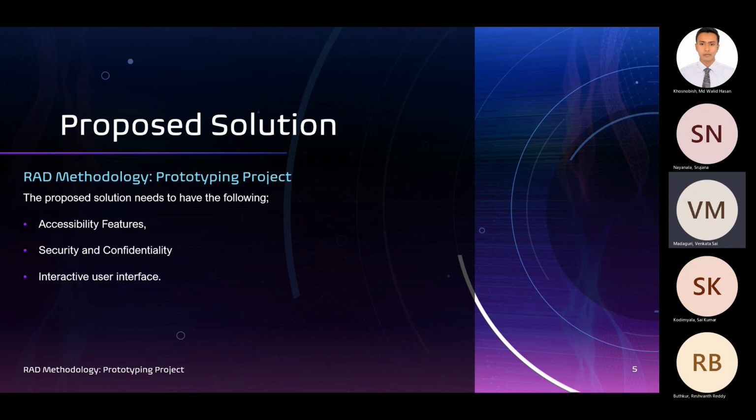And coming to security and confidentiality, the user needs to find the app very secure and his information not stolen. Regarding confidentiality, his information must not be given to any third person or any other person. And coming to the interactive user interface, it should be very user friendly and easy to use for all the users and all types of persons. It needs to have voice searching, and all these things need to be included in that prototype.